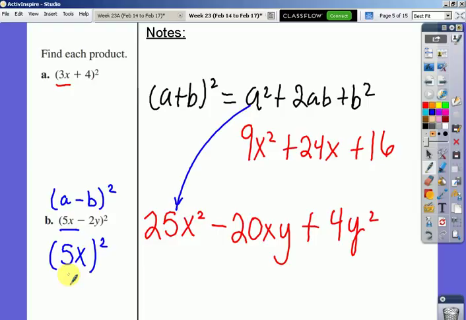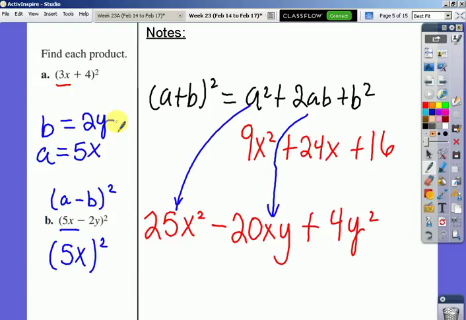And then the next thing, 2ab, is this. So A and B, A is 5x, B is 2y, right? We already know there's going to be a minus, right? So 5x times 2y is just 10xy, and then we double it. So the 2 in front, and that's how we got 20xy.